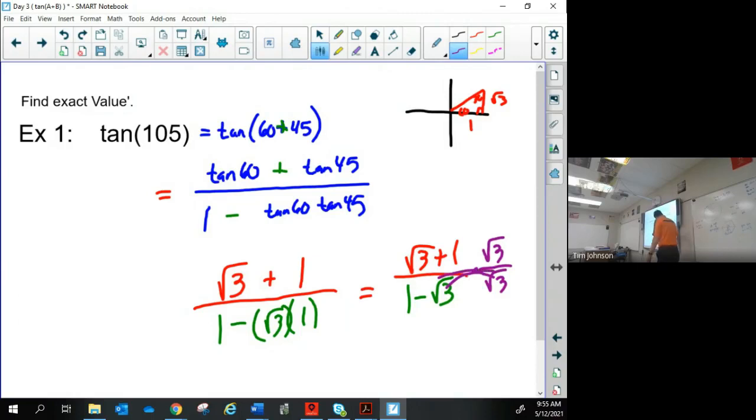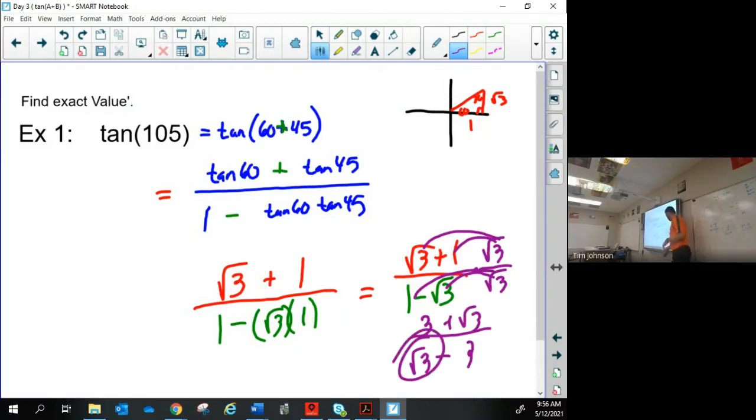When I distribute this right here, I get the square root of 3 minus 3. The square root of 3 is still at the bottom. The top is the same thing, I'm going to get 3 plus the square root of 3. I don't care if it's in the top, but it's still right there in the bottom.